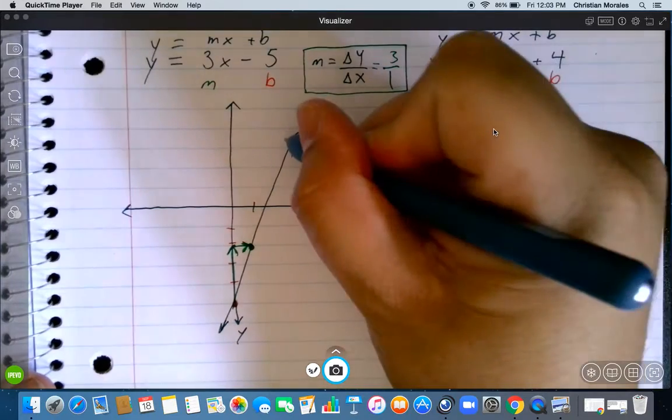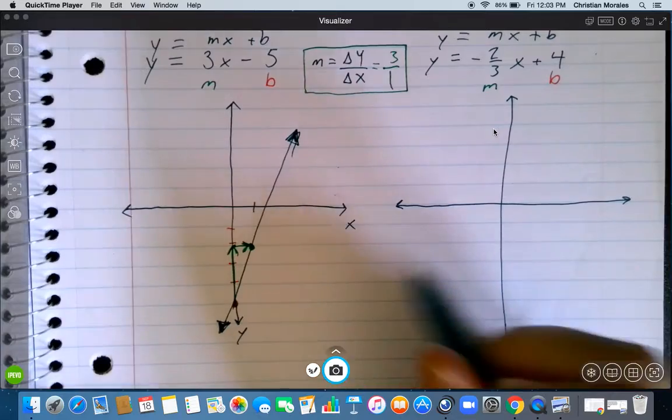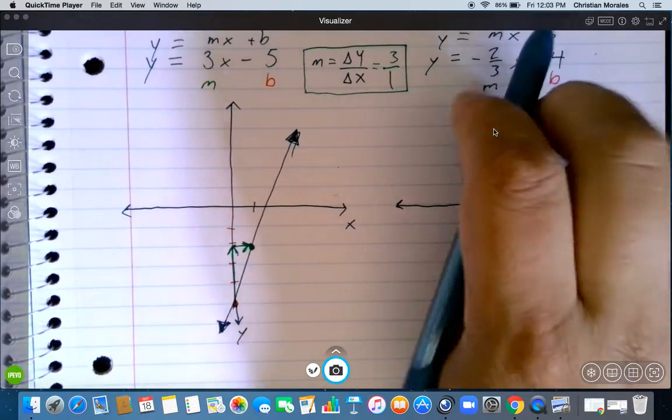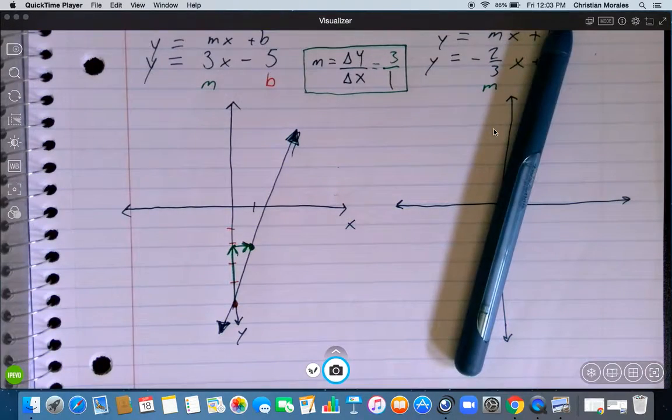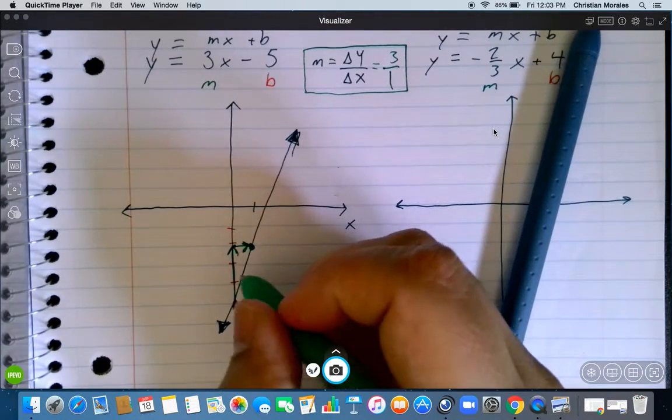Now when you draw your line, you make sure you put arrows at the end because this line goes on forever in both directions. Okay? Now if you have trouble drawing a straight line and you don't have a ruler, what you can do is do the slope multiple times. So here's what I mean.